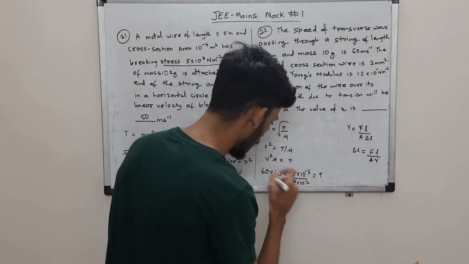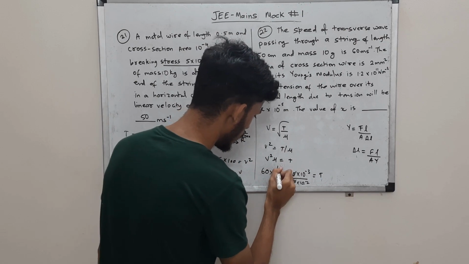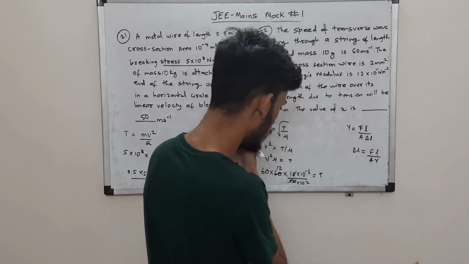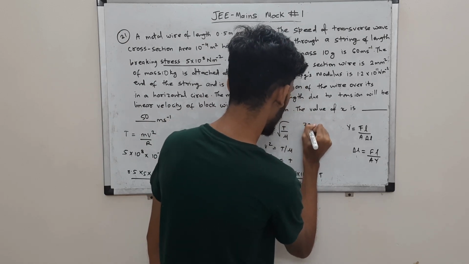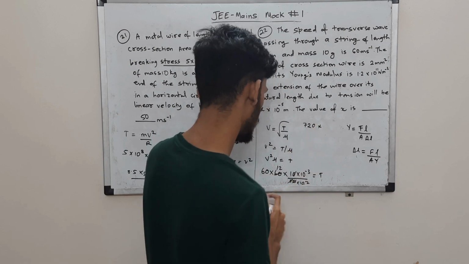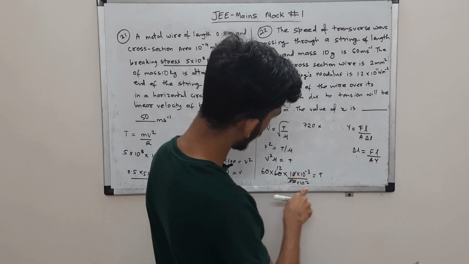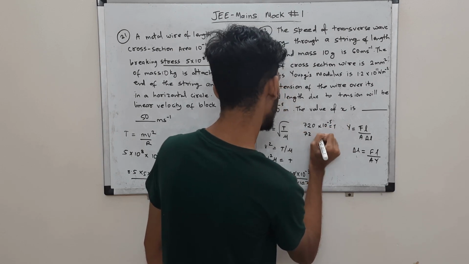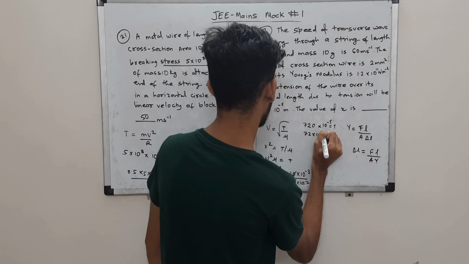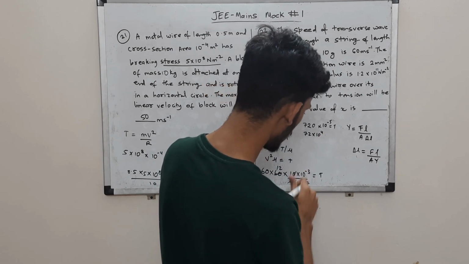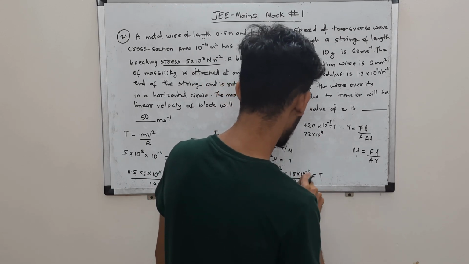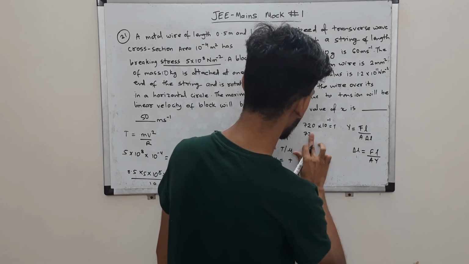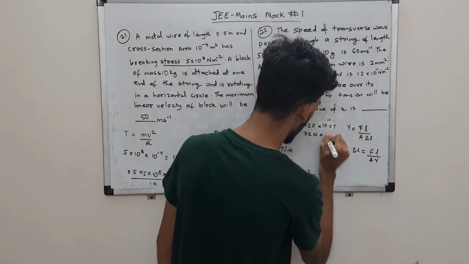Fine, this and this will get cancelled. 5, this is 12, 6 is 72, and one more 0, so 72 with a 0, and here we'll have 10 to the power minus 5, that is your tension. It's so less, so I think this is 10 to the power minus 1, right? So this will get cancelled. So 72 newtons is the tension in the wire.